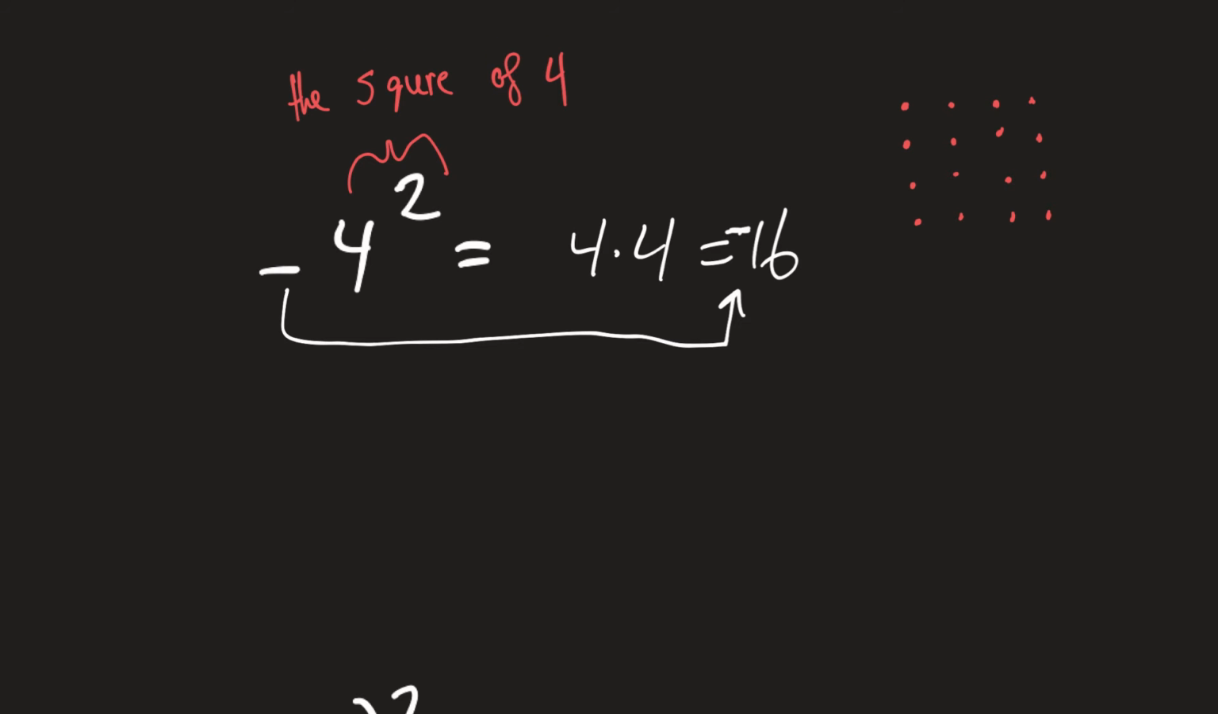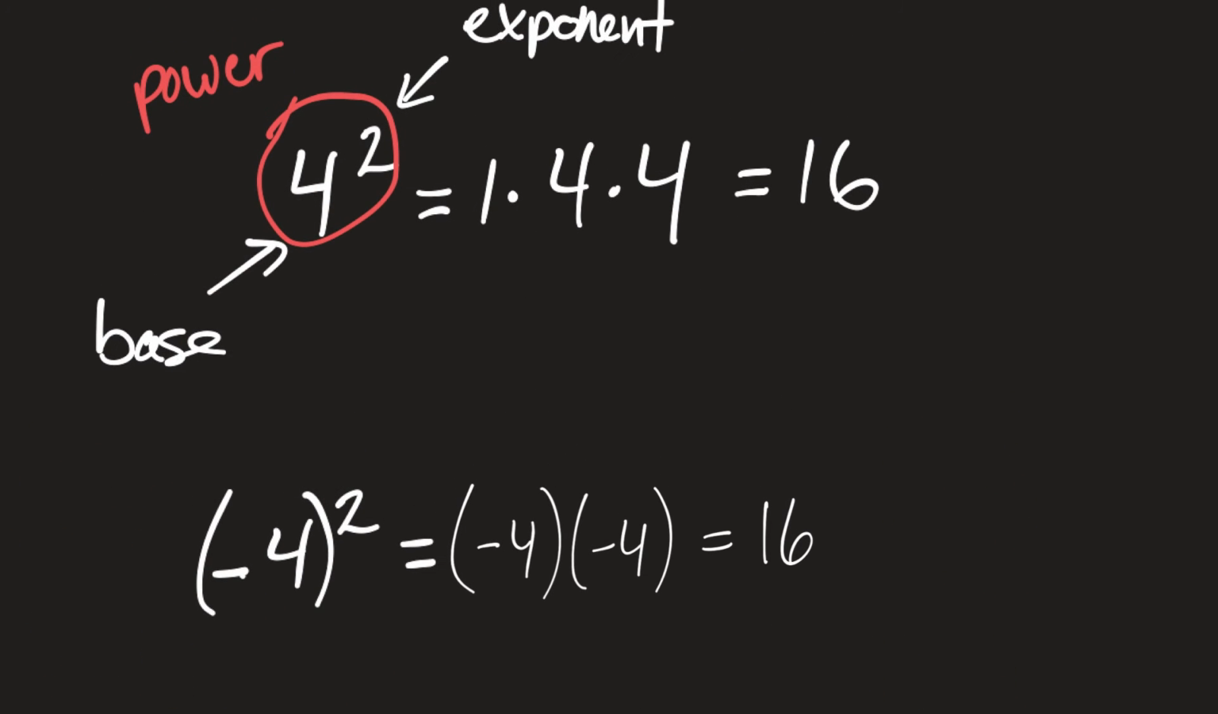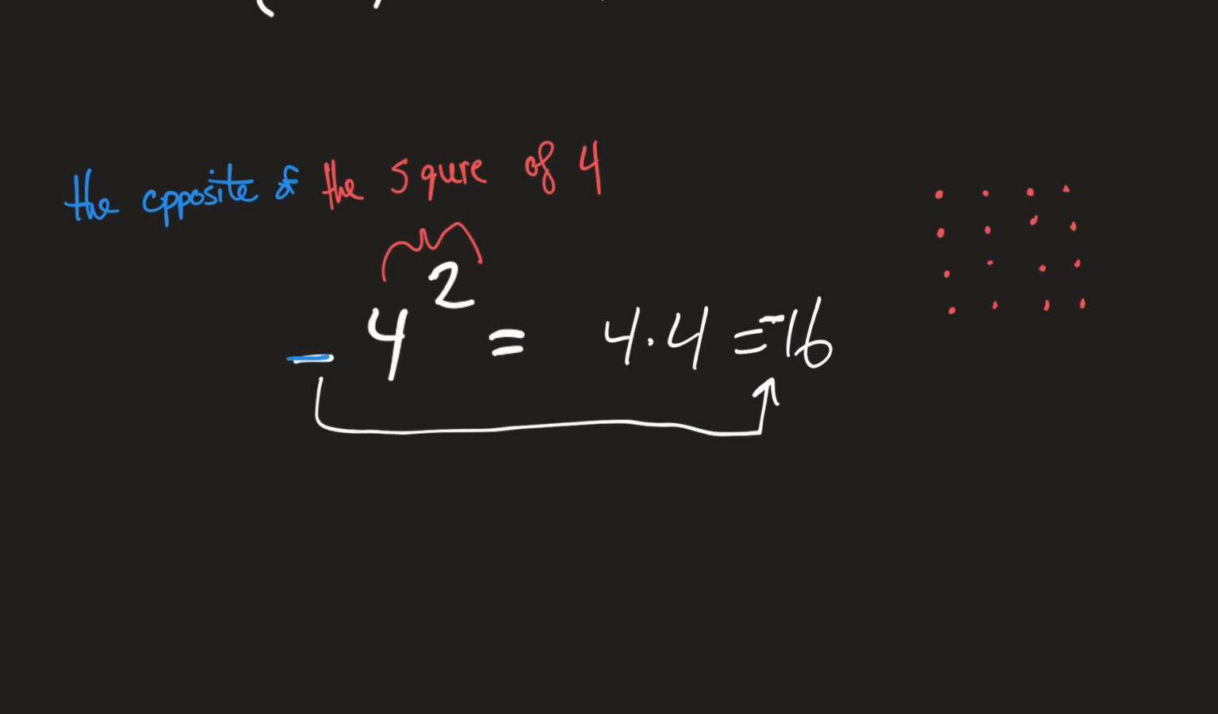Now, if that part of the statement says 4 squared, or 4 times 4, however you want to think of it, then this would mean the opposite of 4 squared. So I'll put this in blue. So this negative right here means the opposite of the square of 4. And if the square of 4, or 4 squared, is 16, then the opposite of the square of 4 is the opposite of 16, which is negative 16. That's what's going on with that whole thing.